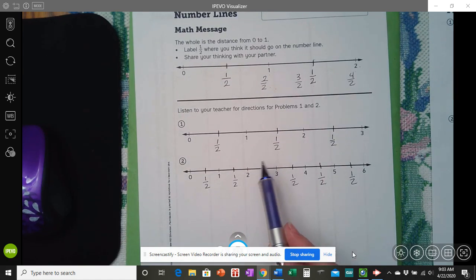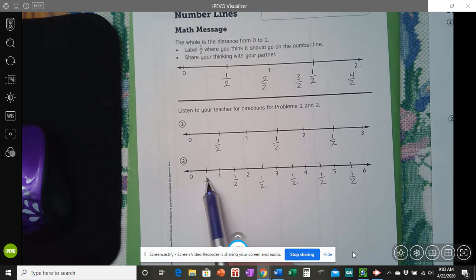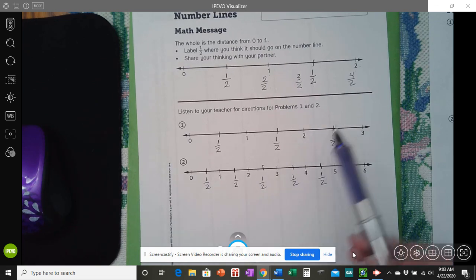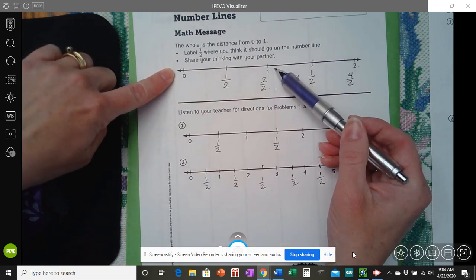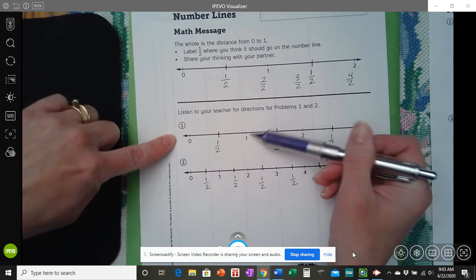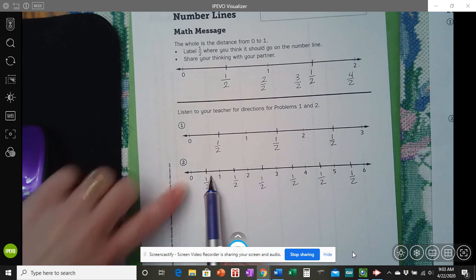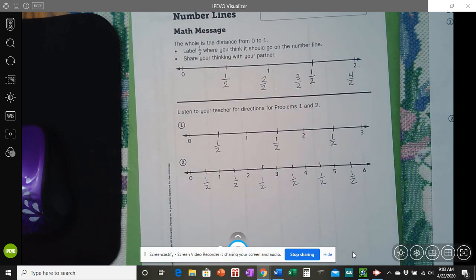So the distance from 0 to 1/2 gets shorter on each number line because we have more wholes on the number line. Here is the distance 0 to 1. Here is the distance 0 to 1, and here is the distance 0 to 1. But the half is still going to be halfway between each number line.